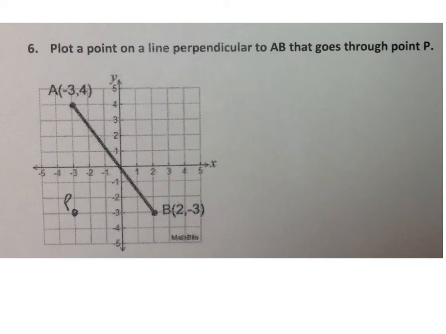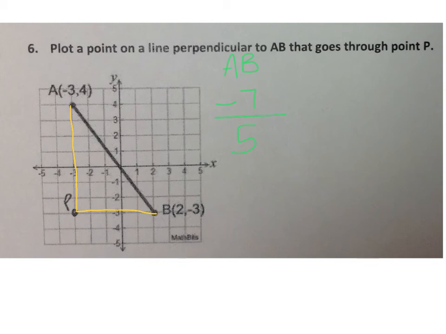Question number 6 says plot a point on a line perpendicular to AB that goes through point P. First thing we want to do is find the slope of AB. So I'm going to count my rise and my run. If I start counting, it looks like we're going down 7. That's going to be a negative 7. And we go over 1, 2, 3, 4, 5. So AB has a slope of negative 7 over 5.